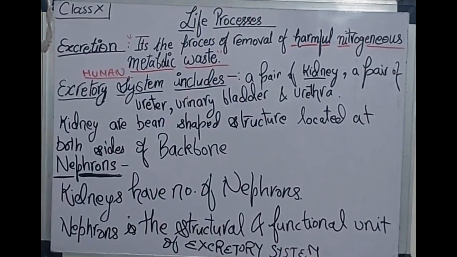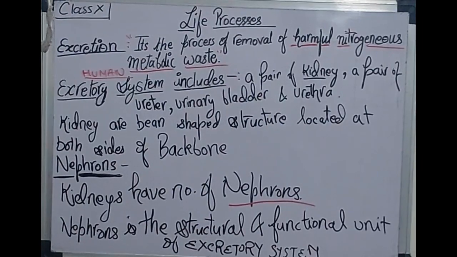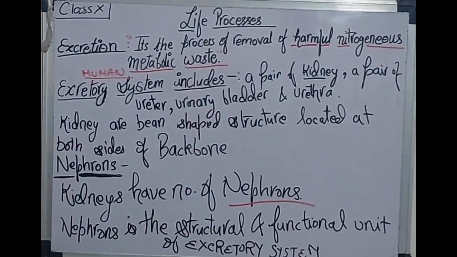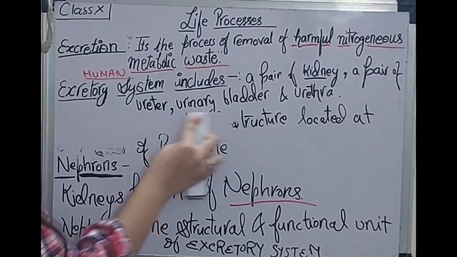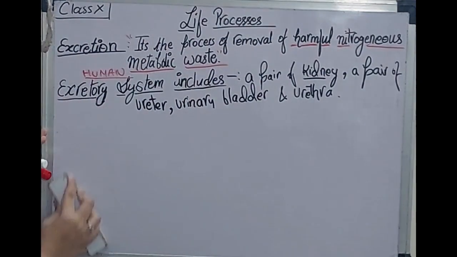Okay, now you must be wondering what exactly this nephron is. You have understood that kidneys have a number of nephrons, and that the nephron is the structural and functional unit of the excretory system. But what exactly is a nephron? So from here, I am going to take up the topic of nephrons, and then we will continue with the ureter, urinary bladder and urethra. Okay.